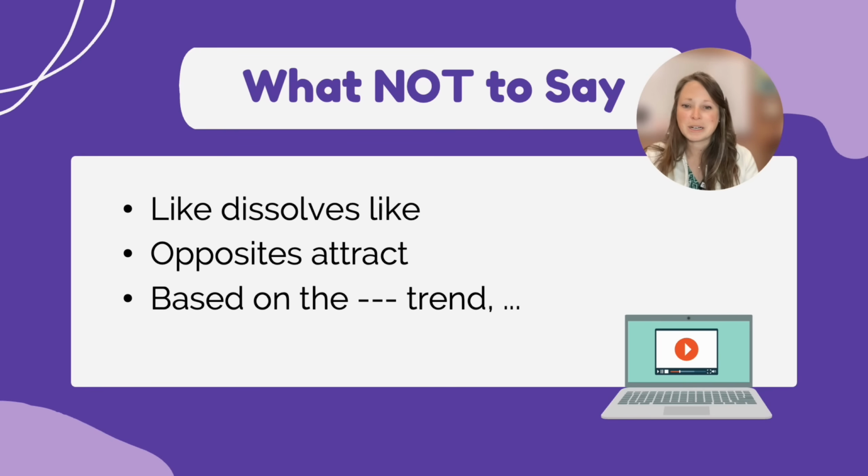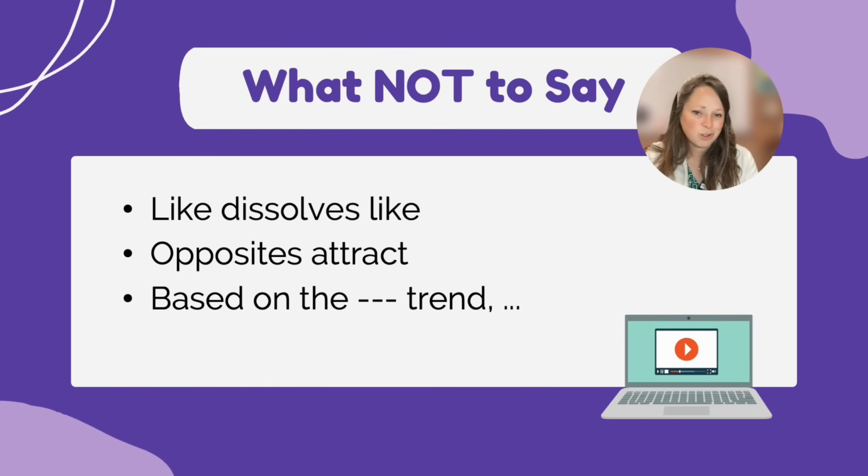Like dissolves like. What does that mean? Two substances that have similar IMF are going to be miscible in one another. They do mix well with one another. Opposites attract, right? Knowing that a positively charged cation is going to attract, thinking about what's happening in those bonds, not just saying opposites attract.